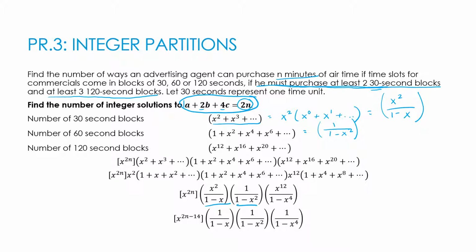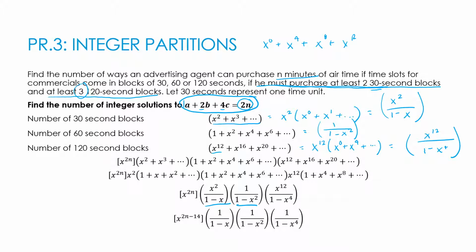And that's this value. And then for 120-second blocks, I need at least 3 of those. So again, I'm looking at getting rid of the first 3 values, which is x to the 0, x to the 4th, because we're going by 4 units, and x to the 8th. So that's where I'm starting with x to the 12th. So 12, 16, 20, etc. Just as I did before, I'm going to factor out, in this case, x to the 12th, so that I can have x to the 0 as my first term, and now I'm increasing by 4s. So that is rewritten as x to the 12th over 1 minus x to the 4th.